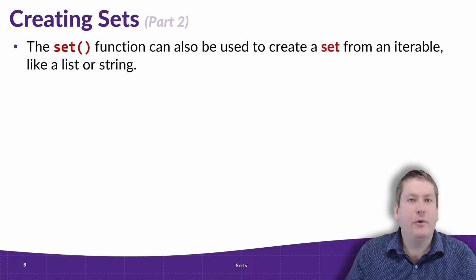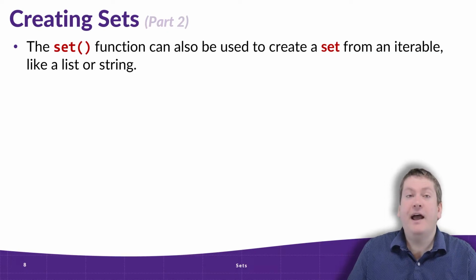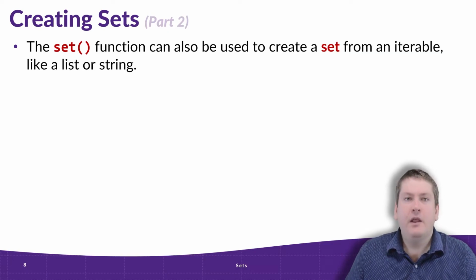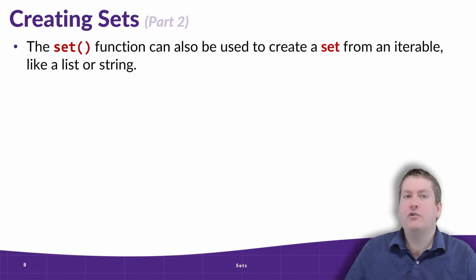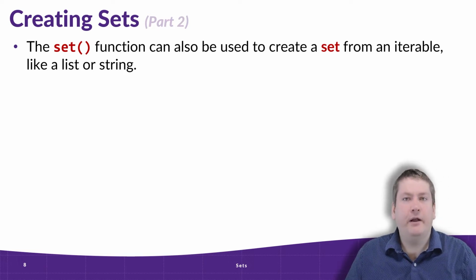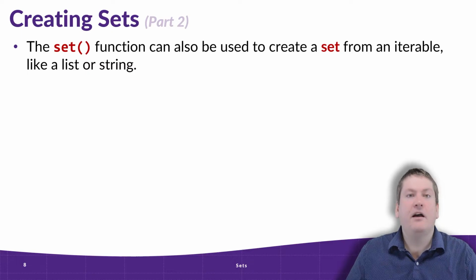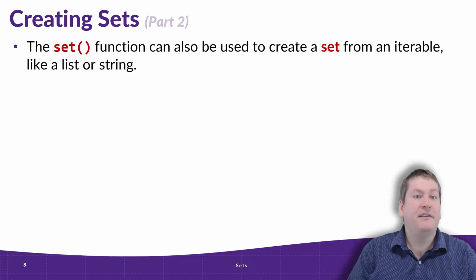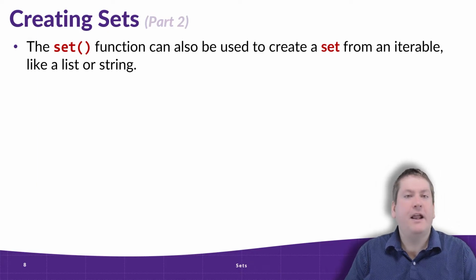Next, there is another way we can create a set, and that is with the set function. And just like with these type functions we've seen before, the set function either creates a new set, or it creates a new set from some existing values, like a list or a string. By iterable here, we mean another collection that's possible to loop through. So we could do something like take a list, a tuple, or a string, pass it to the set function, and it would create a set out of those values.